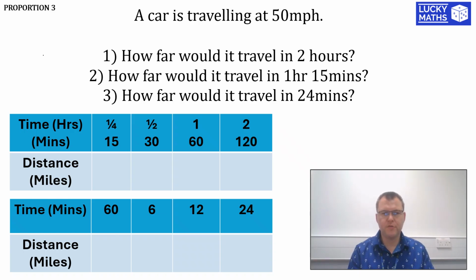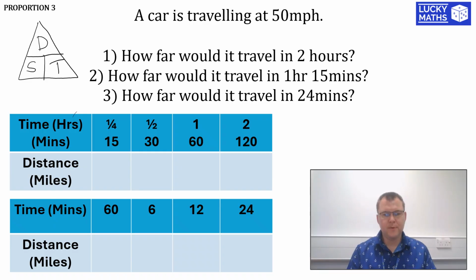This is proportion 3, speed, distance, time. So before I begin, just going to draw out something that you may be familiar with. The speed, distance, time triangle.